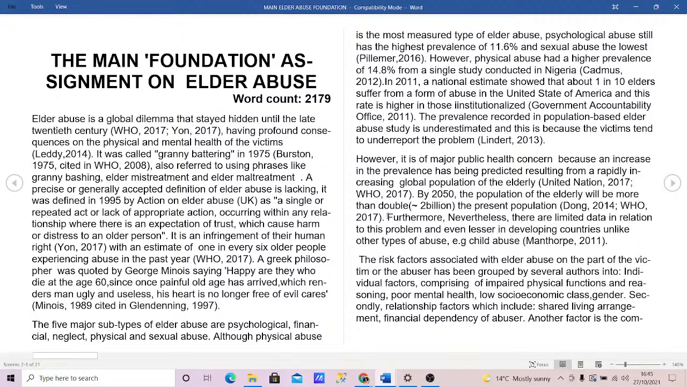To now take it a bit further, furthermore, I mean, I was overdoing it here as a master's student. So I wrote furthermore, nevertheless. So I shouldn't have used these two following each other. I should have just chosen one. So I'll go with furthermore. "Furthermore, there are limited data in relation to this problem and even lesser in developing countries, unlike other types of abuse, like child abuse." Can you see what I've done there? That is another critical analysis.